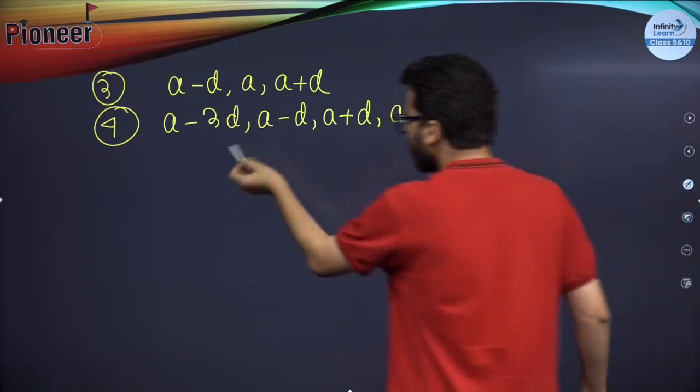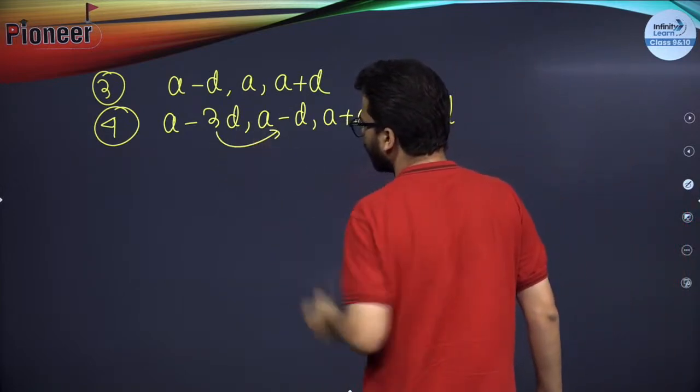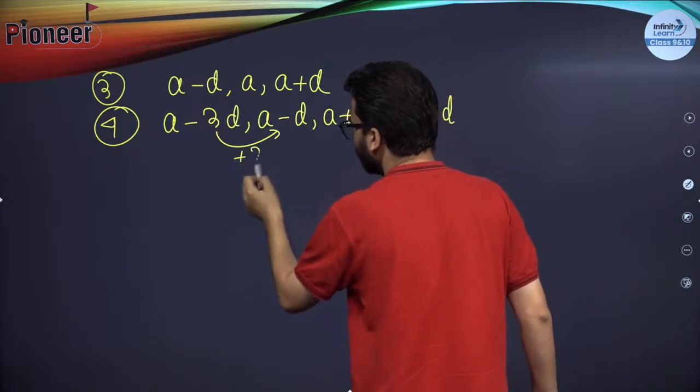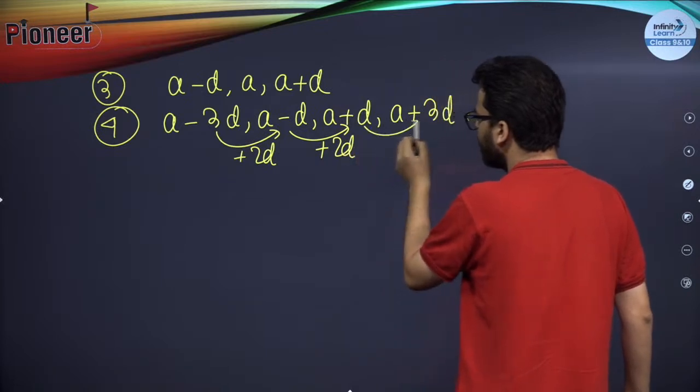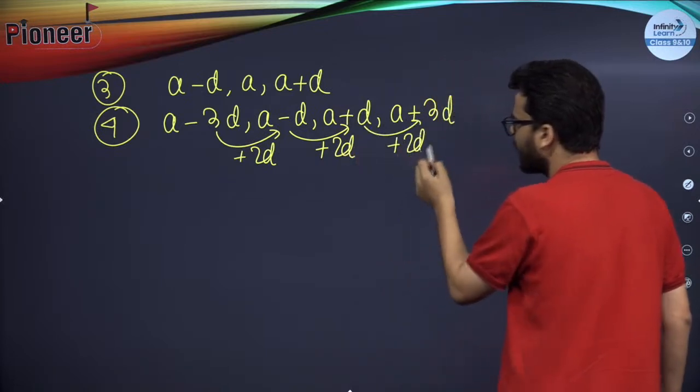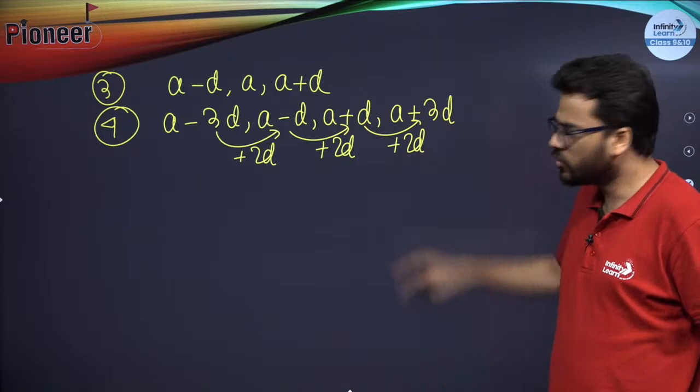But still, this is also in AP. You see, you are basically doing plus 2d over here, plus 2d over here, plus 2d over here. So these are in AP or not? Tell me. So you have to assume like this.